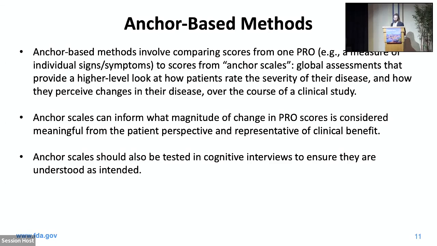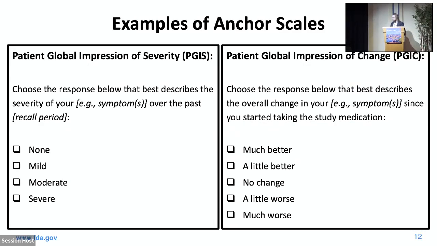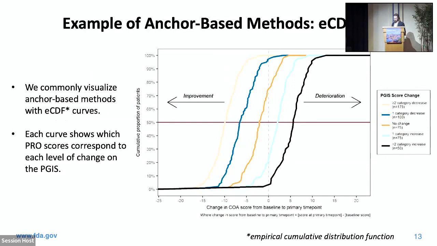And anchor scales are really important. So we recommend, if you're doing cognitive interviews, to also test your anchor scales. These are general examples of anchor scales. We commonly recommend that both a patient global impression of severity be included, as well as a patient global impression of change. They're intended to address the same question, but in two different ways. And so by having both, you can triangulate the meaningful change threshold in the PRO scores a little more precisely. They're very important and very useful when reviewing data from clinical trials.